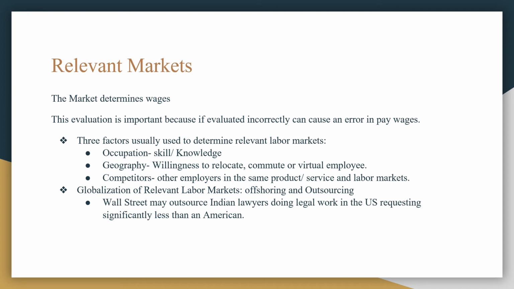Three factors usually used to determine relevant markets: occupation, skill and knowledge; geography, willingness to relocate, commute, or virtual employee; competitors, other employees in the same product/service and other markets. As we can see, all companies have different styles of work. Your title, location, and who you are in competition with other companies will affect the price or pay wage that you are getting paid for the work done.